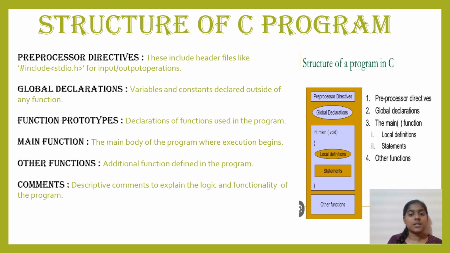The next topic is structure of a C program. First, preprocessor directives. These include header files like #include <stdio.h> for input-output operations. Second, global declaration. Variables and constants declared outside of any function. Third, function prototypes. Declaration of functions used in the program. Fourth, main function. The main body of the program where execution begins. Fifth, other functions. Additional functions defined in the program. Sixth, comments. Descriptive comments to explain the logic and functionality of the program.